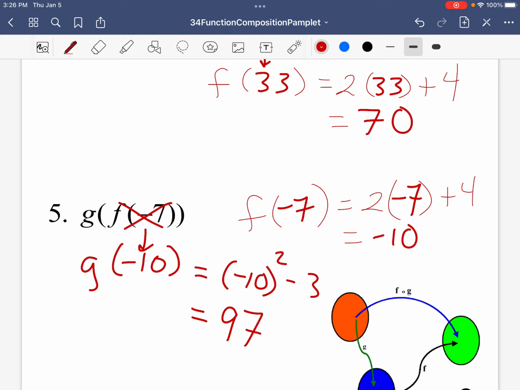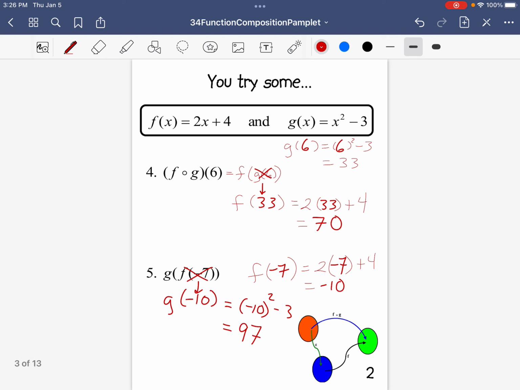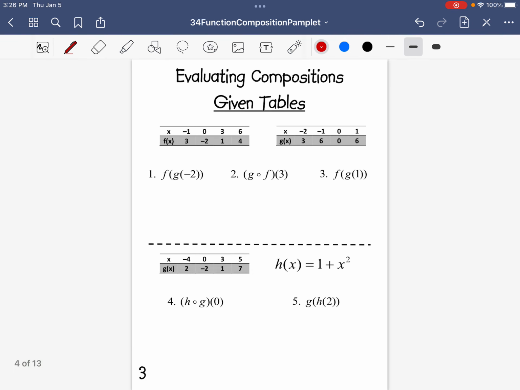Function composition. Basically plugging into the inside function, eventually working your way to the outside function. It always does involve two functions. We just want to make sure that we're doing that in the correct order.